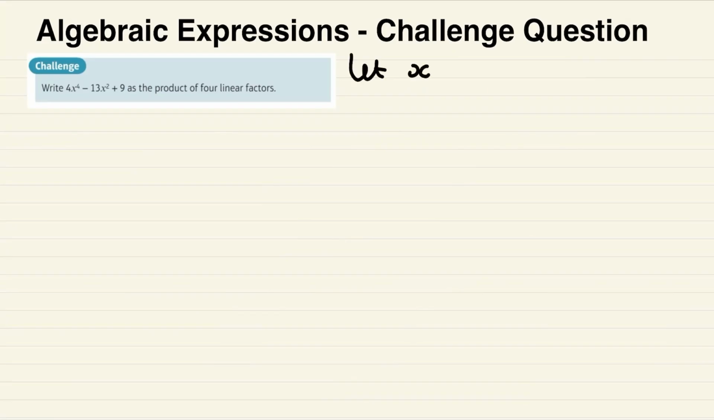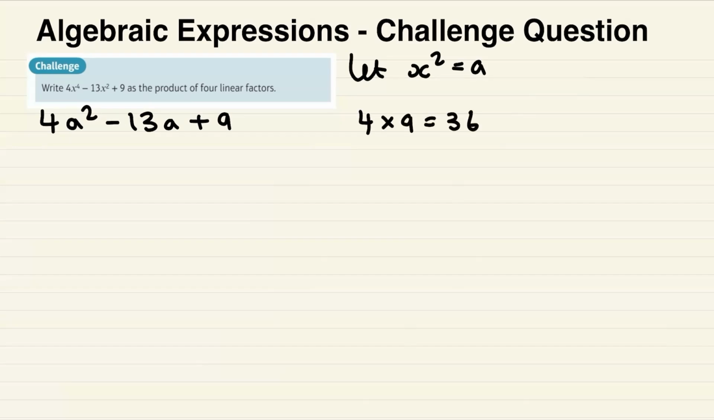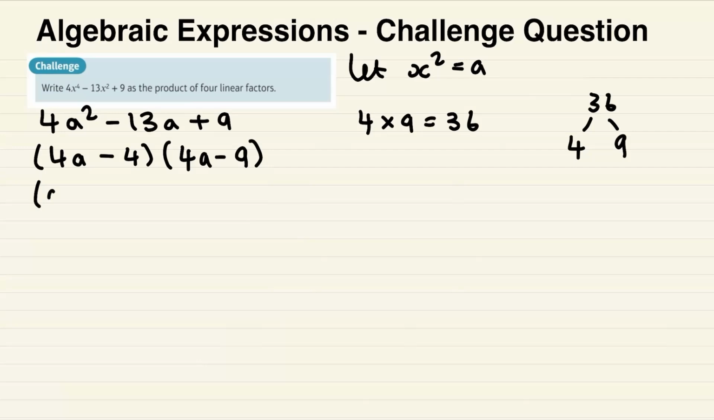Now we have a quadratic-looking expression we need to factorize. Let's start by making it a quadratic by replacing x squared with the letter a. Now we need to factorize this quadratic by multiplying the coefficient of a squared by the last term to get 36. We are looking for numbers which times to get 36 and add to get negative 13. These numbers are 4 and 9, so let's put it into two brackets with 4a. Because we multiplied by 4 at the beginning, we need to divide one of the brackets by 4, so let's divide the first one. Putting the x squared back wherever there is an a gives x squared minus 1 and 4x squared minus 9.